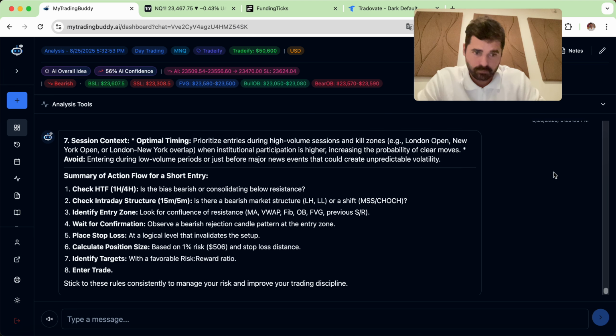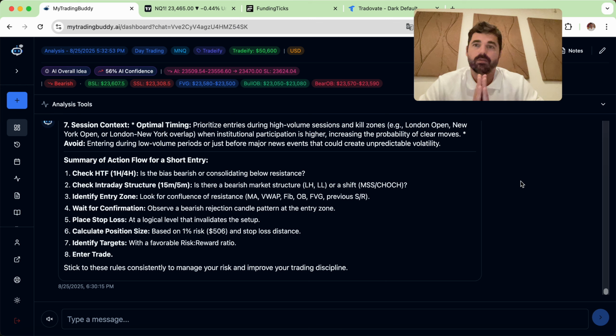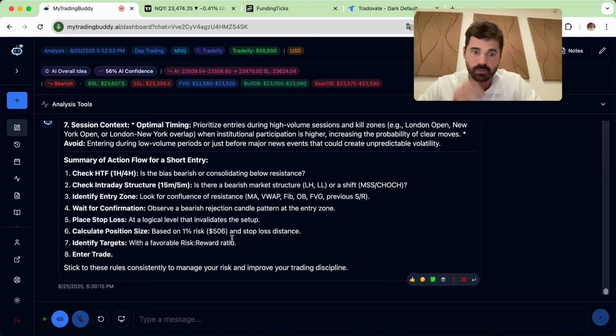And one of the really more powerful tools within is your ability to speak with the AI. So if you like to be hands-free and you're looking at the chart and sometimes you don't want to go back and forth, you can choose this speaking mode right here.